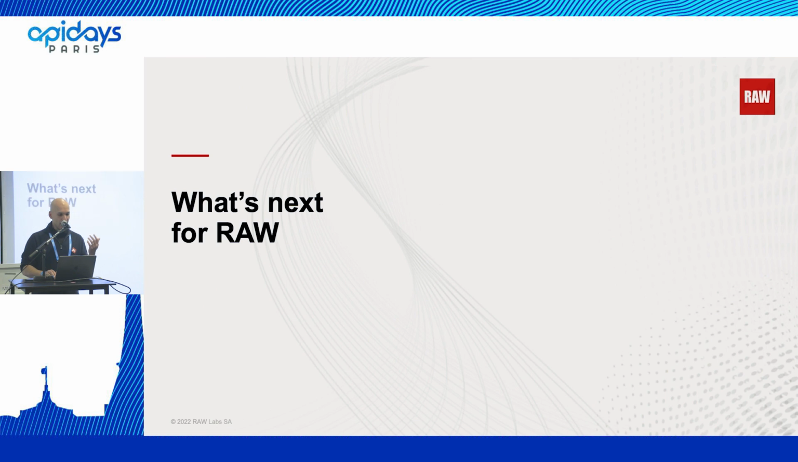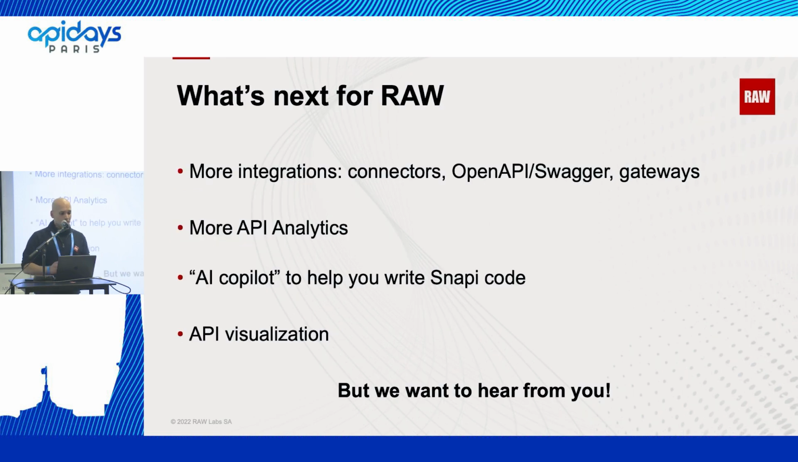So that's in a nutshell the capabilities for enterprise integration. So what's next for raw?